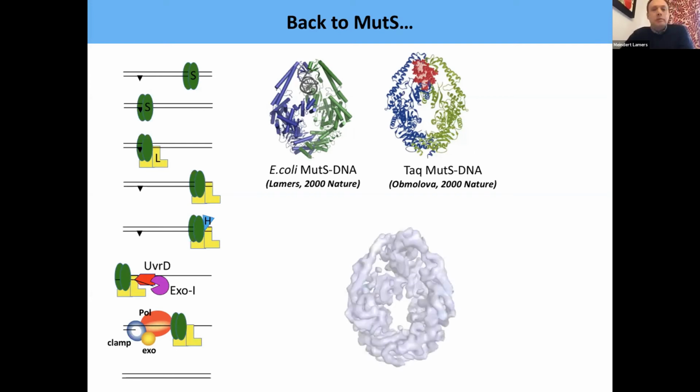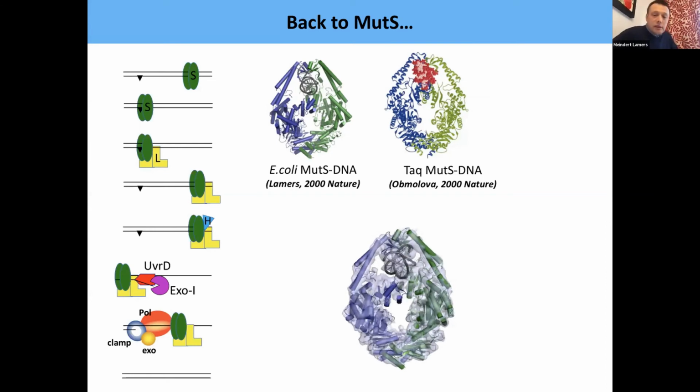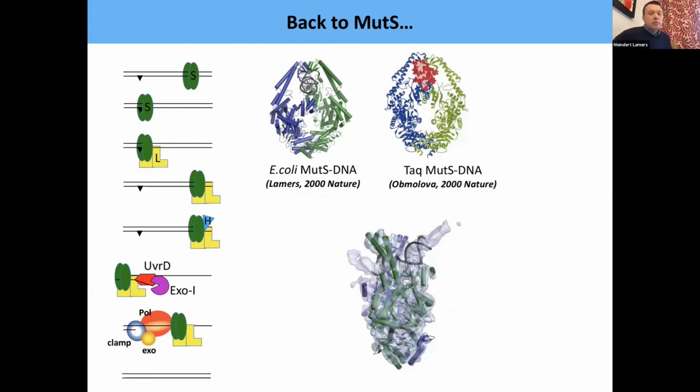And along the way, we determined again the structure of MutS bound to a mismatch, like we did 20 years ago by crystallography. And it's always good to see that when you place the crystal structure into the cryo-EM map, the two superimpose very, very well. The only difference is that when you turn around the map, you can see that in the cryo-EM map we have a bit longer DNA, because the substrate used for the crystallography was a lot shorter than that used in the cryo-EM.